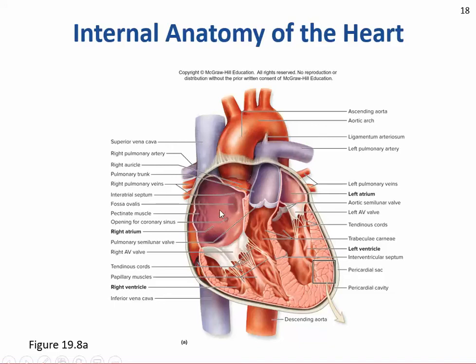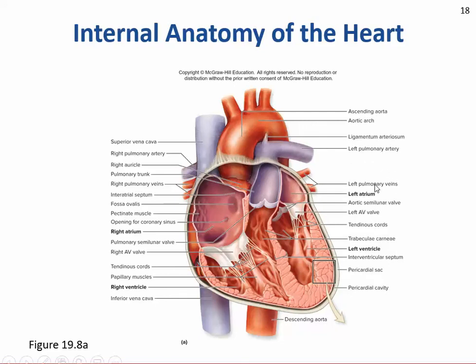So the blood arrives here, flows through this valve into here. This contracts, which increases the pressure, which makes this valve close, the tricuspid valve close, and it pushes blood up here. When the pressure is higher than the pressure in the pulmonary trunk, this valve opens and blood goes into the pulmonary trunk all the way to the lungs.